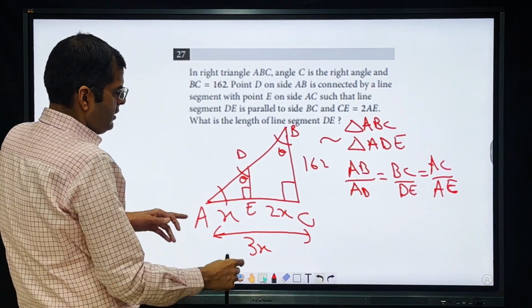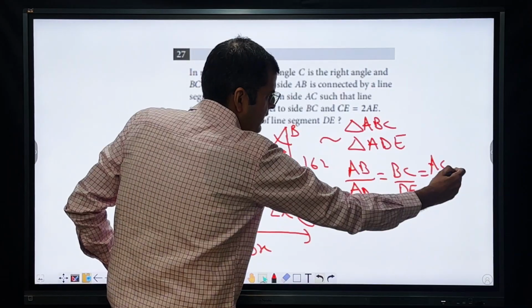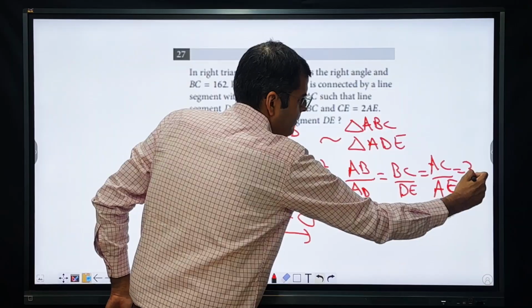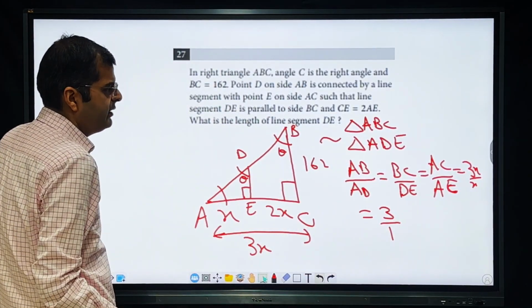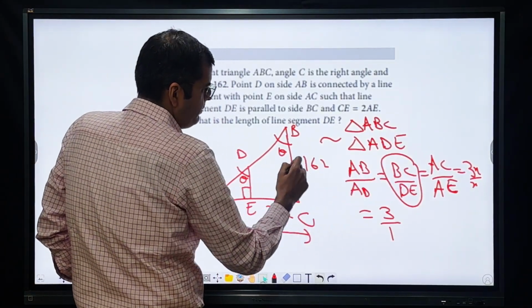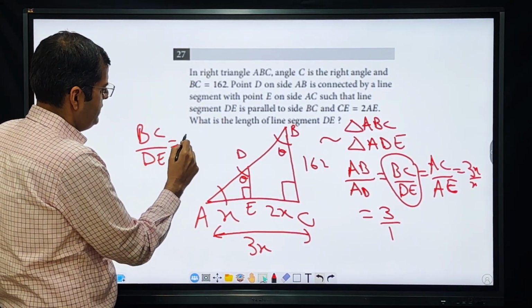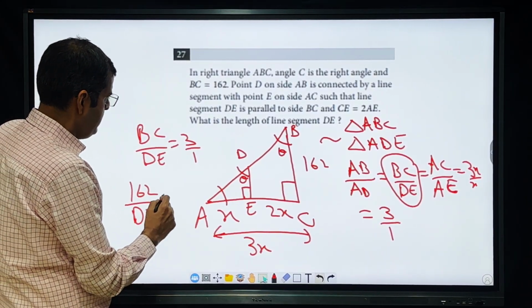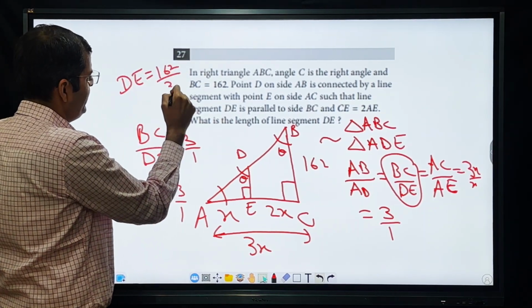AC upon AE. Now what is AC? AC is 3x. AE is what? x. So AC upon AE is 3x upon x. So that means all of them are equal to 3 by 1. I need to find DE. So this is the one with DE, and I know BC. BC is 162. So BC upon DE is equal to 3 by 1. BC is 162, so 162 upon DE is equal to 3 by 1. Or I will say DE is 162 by 3.